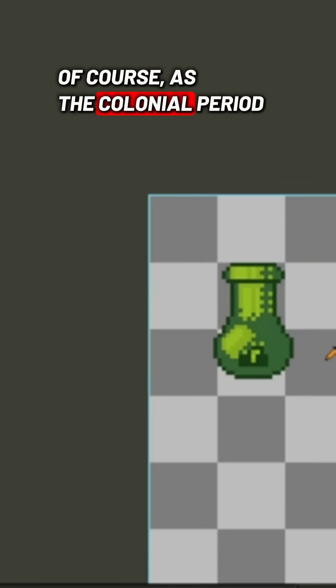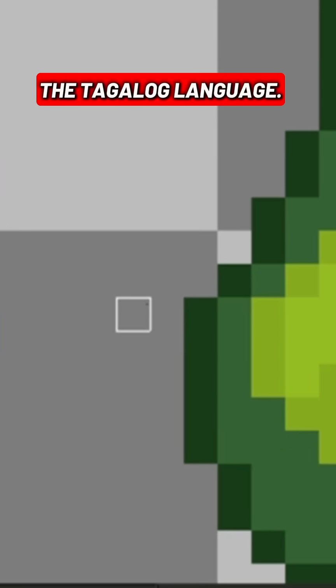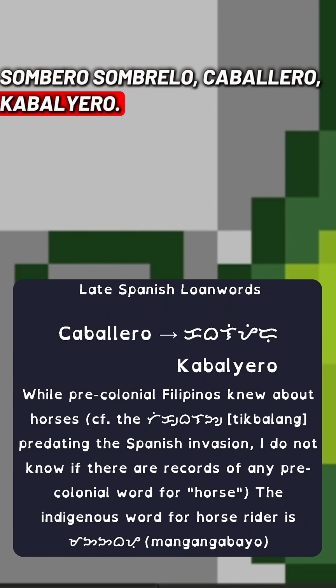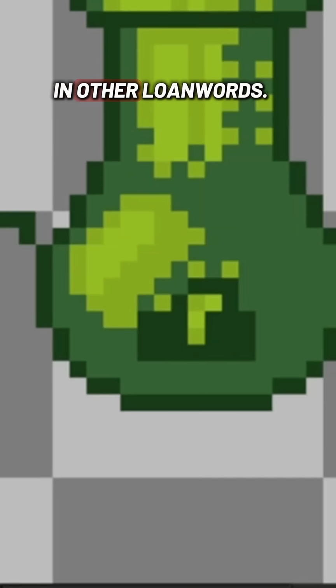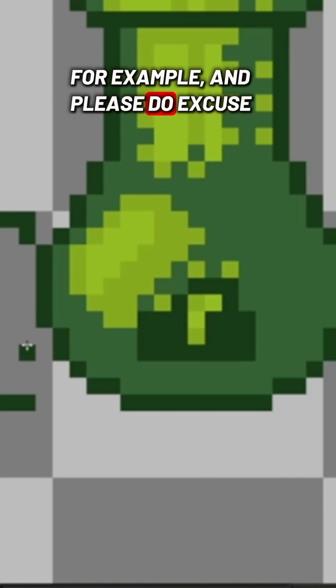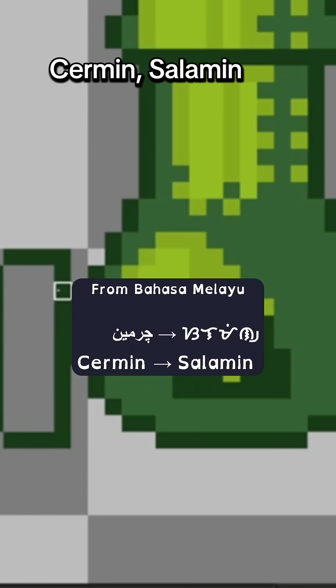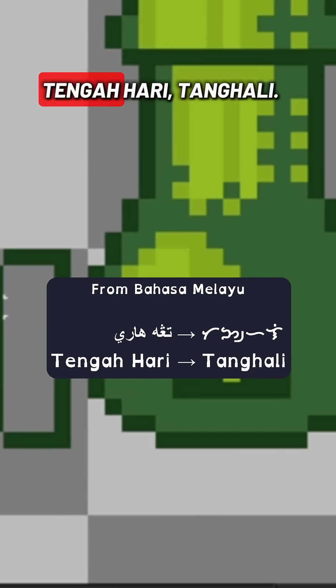Of course, as the colonial period progressed, eventually an R sound did penetrate the Tagalog language, for example, in relo, relo, sombrero, sombrero, caballero, caballero. But we also see this system with the R to L sound in other loanwords, for example, and please do excuse my bad pronunciation, the Bahasa Melayu buruk, buluk, siarmin, salamin, kurang, kulang, merunggay, malunggay, surat, sulat, tengahari, tanghali.